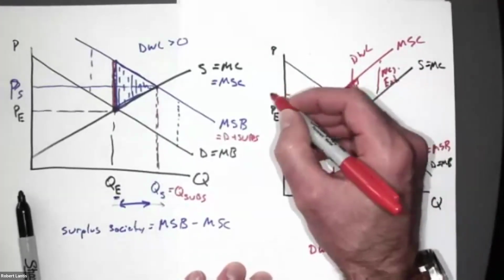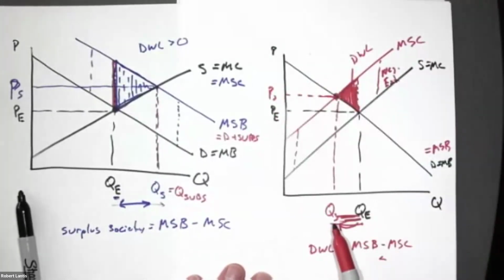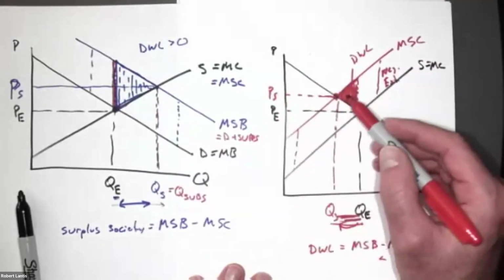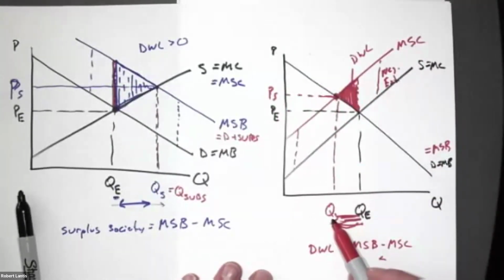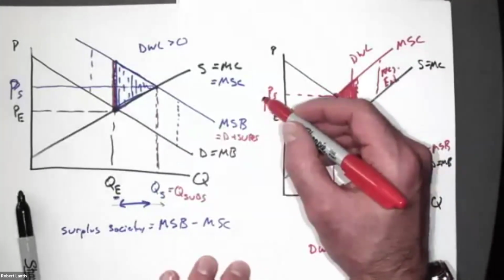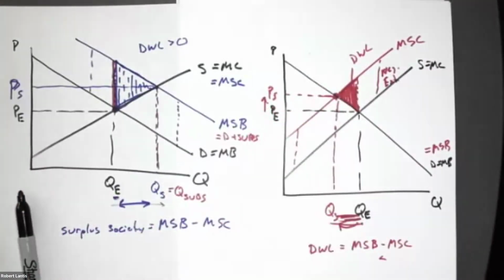And then for the price that society would want, well, that equilibrium price that would result in the quantity that society wants would actually be a higher price. So in both scenarios, the equilibrium price that society would like for that market is going to be higher.